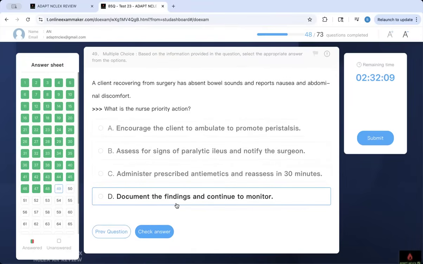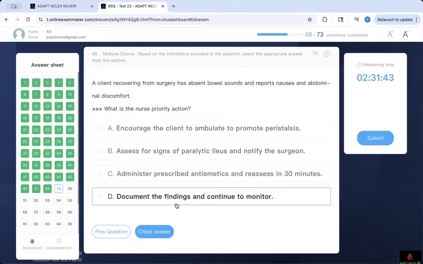The client recovering from surgery has absent bowel sounds and reports nausea and abdominal discomfort. This is comfort care. What is the nurse's priority action? Encourage the client to ambulate to promote peristalsis. Assess for signs of paralytic ileus and notify the provider. Administer prescribed antiemetic and reassess in 30 minutes. Document the finding and continue to monitor.